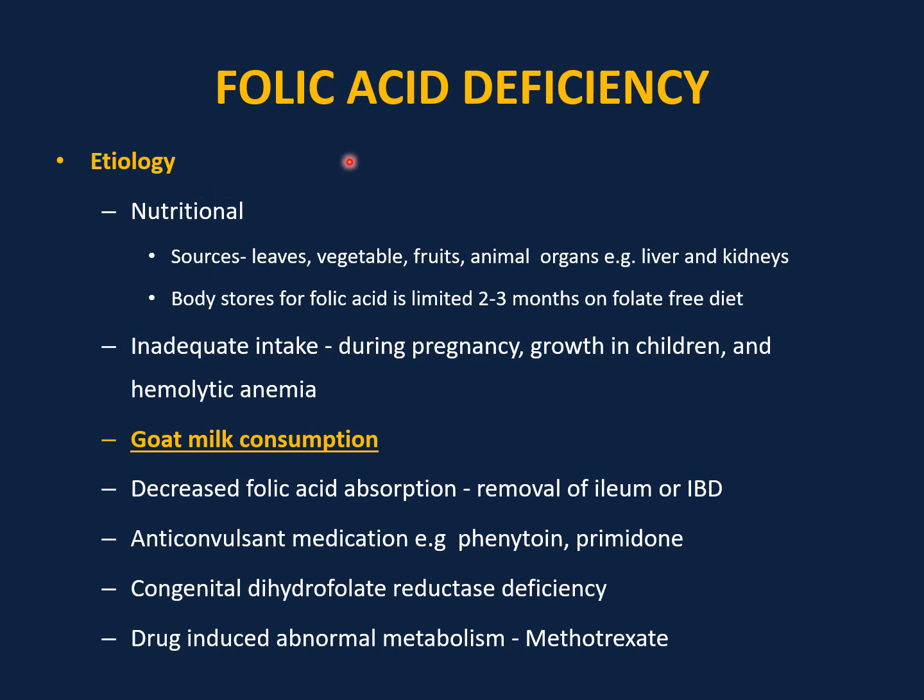Very important to know the possible causes of folic acid deficiency. It can be nutritional. The sources of folic acid are leaves, vegetables, fruits, and also animals. And the body stores of folic acid, you need to know, last only 2 to 3 months, different from B12. So folic acid is stored for a very short time in the body, so you always need to be supplied with folic acid. Causes include inadequate intake during pregnancy, growth in children, and also hemolytic anemia, where you require more folic acid.